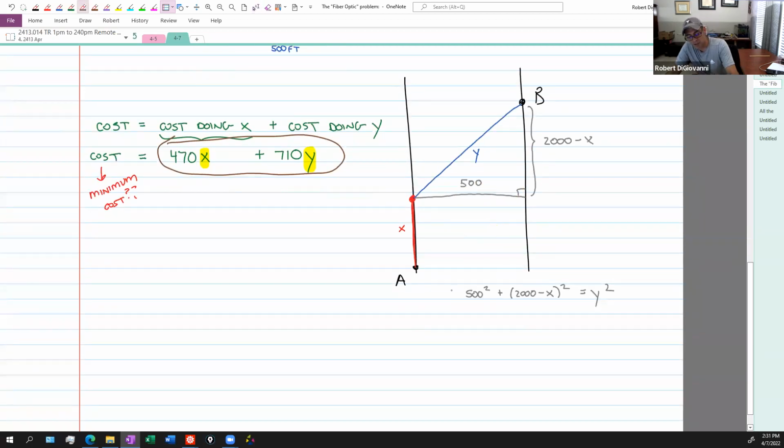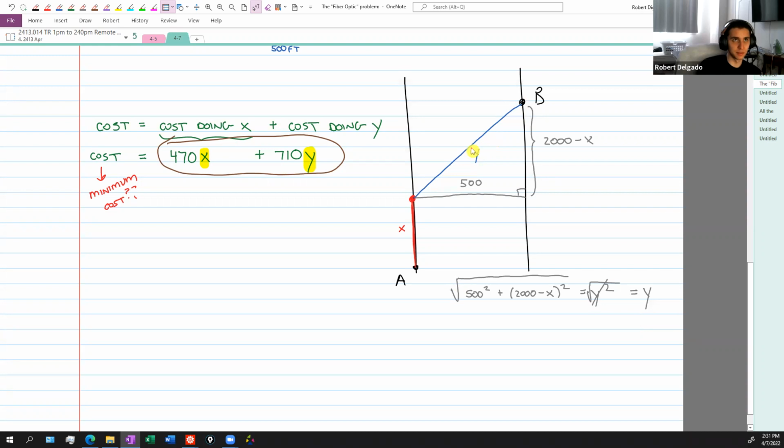And now if I take the square root on both sides, I get y, don't I? Now I didn't do plus or minus, I just did the plus. Why did I do just the plus? You can't have a negative distance. We're talking about a distance of hypotenuse, right? So we know it's positive.